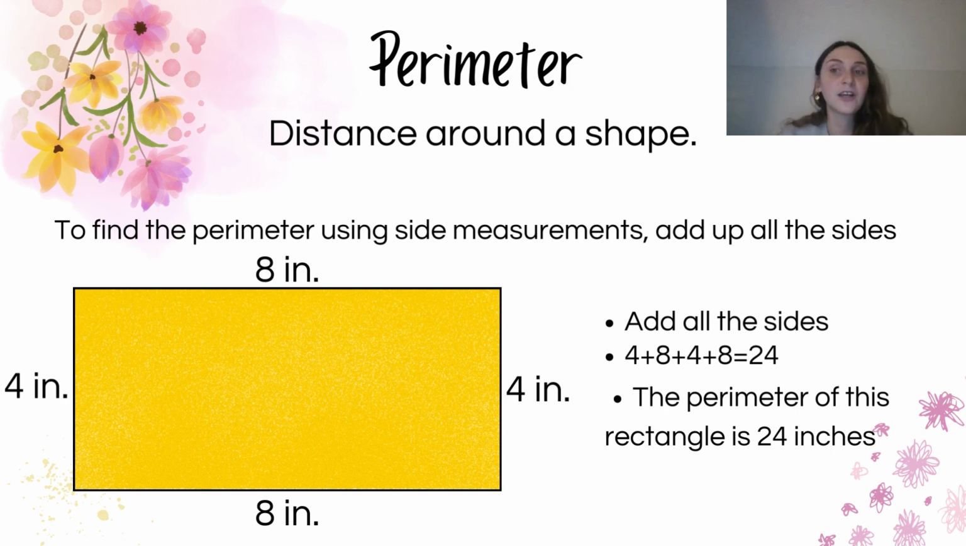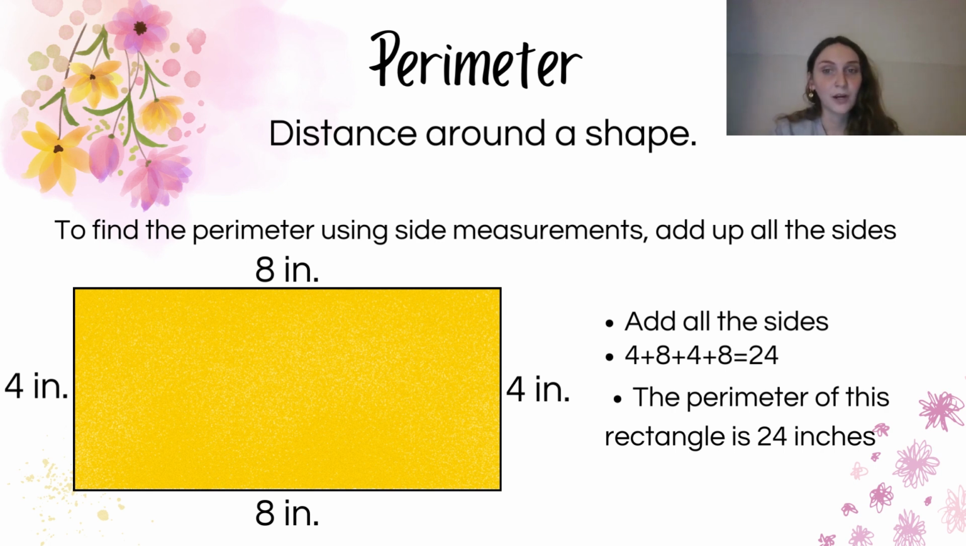The perimeter can also be used to help determine whether there is enough space for an object, such as building a fence around a backyard. These are a few examples of why knowing how to find the perimeter is important in our daily lives. But how do we find the perimeter?